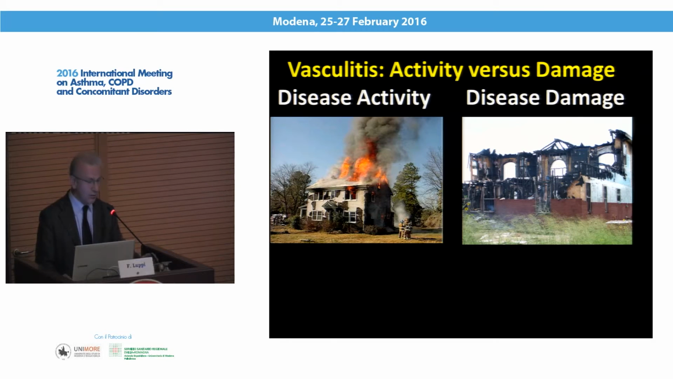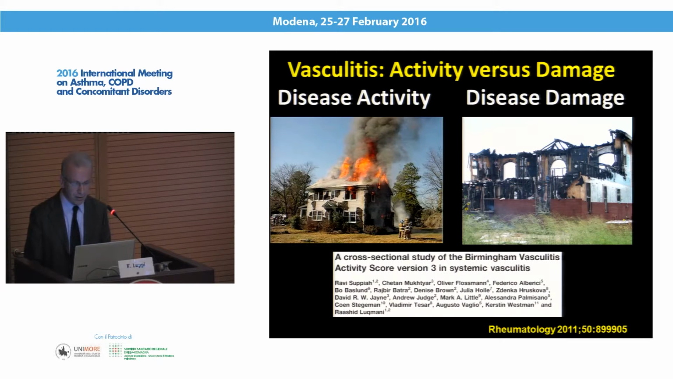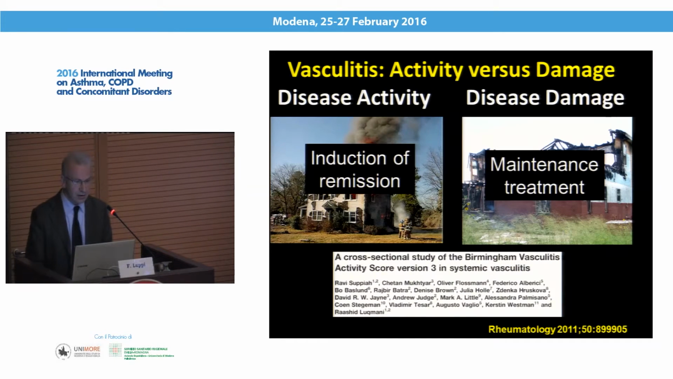And disease activity, which is an important parameter to decide treatment, is based on a questionnaire named the Birmingham Vasculitis Activity Score version 3, which is a 56-item questionnaire able to show us the difference between a disease which is active or a disease in which there is only damage. Why is this important? Because in disease activity the aim of the treatment is induction of remission. In disease damage it is a maintenance treatment, because these diseases may frequently relapse.